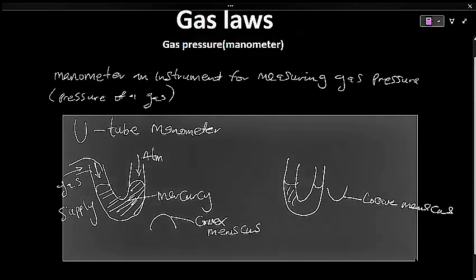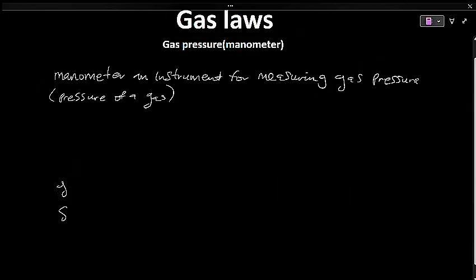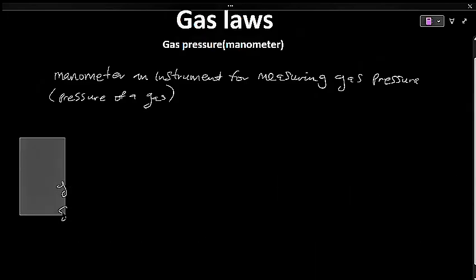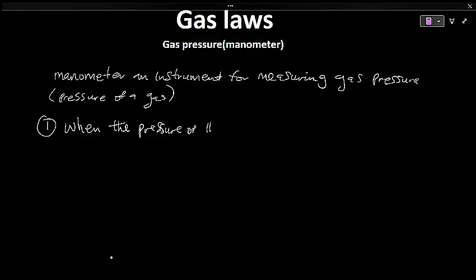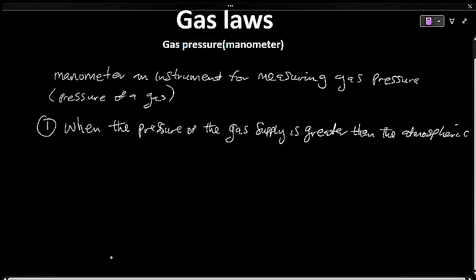We have three cases or three conditions that will be applied in order to measure the pressure of a gas. The first case is when the pressure of the gas supply is greater than the atmospheric pressure.